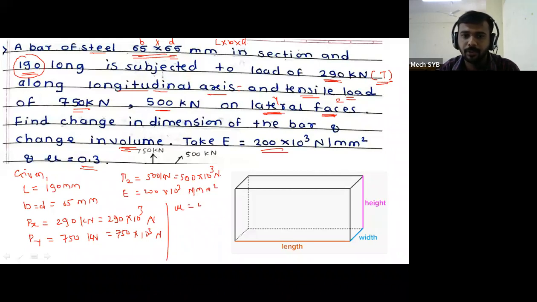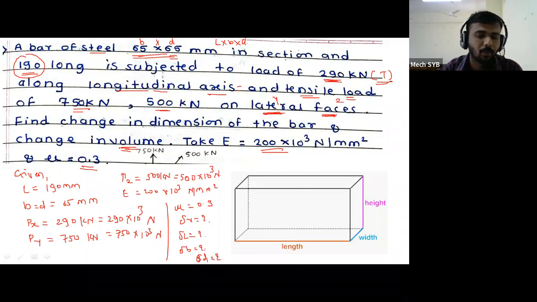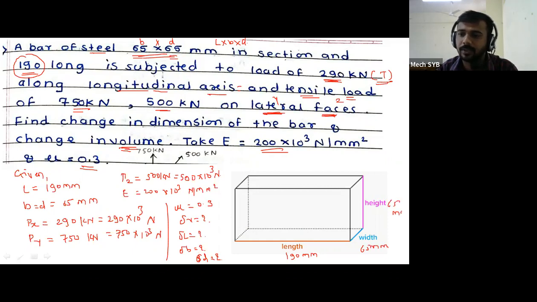Mu is mentioned as 0.3, and we have to calculate the change in volume, change in length, change in width, and change in depth. So these are the 4 parameters we have to calculate. Also, we have to represent all the dimensions on the figure. So length is 190 mm, width is 65 mm, this is 65 mm.